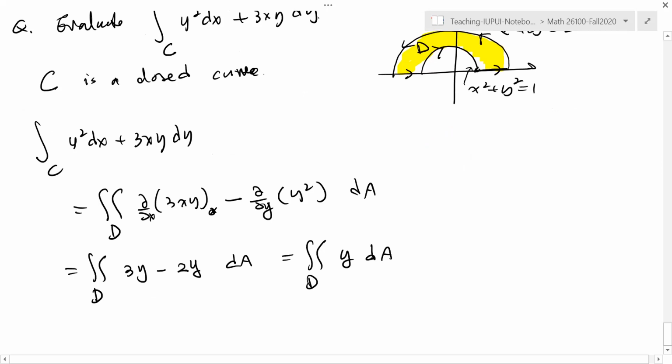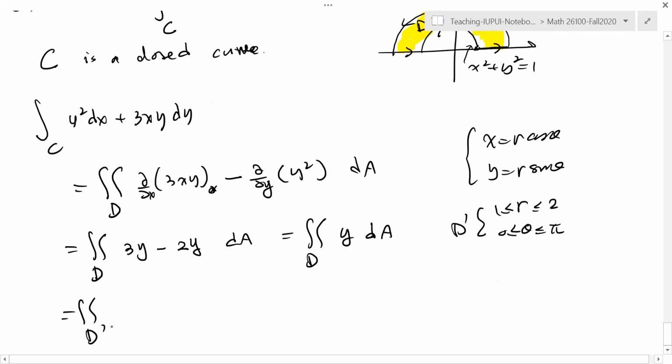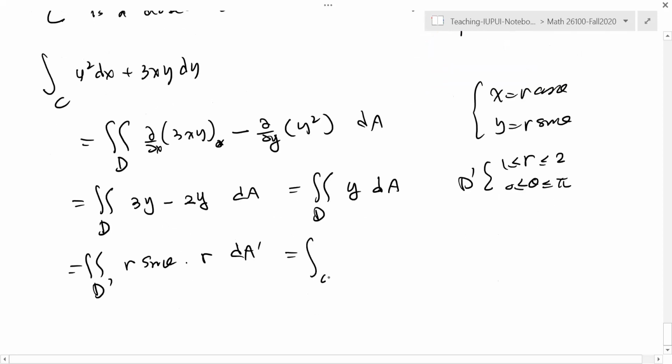All right, so the question is, how do you evaluate this double integral? The easiest way is to use polar coordinates: x equals r cosine theta, y equals r sine theta. Now r is between 1 and 2, theta is between 0 and pi. That is my D prime. So it will be the double integral over D prime, where y is r sine theta and dA is r dr d theta. You can use either order of integration: theta from 0 to pi, and r from 1 to 2 of r squared sine theta dr.